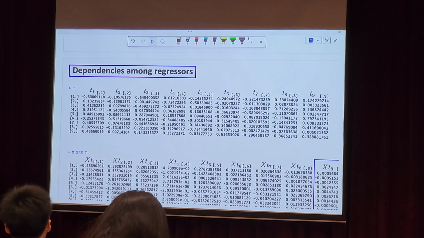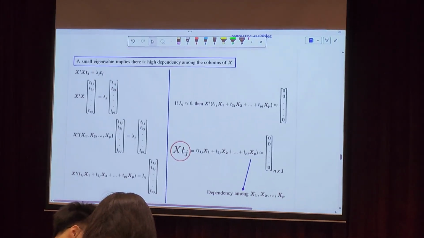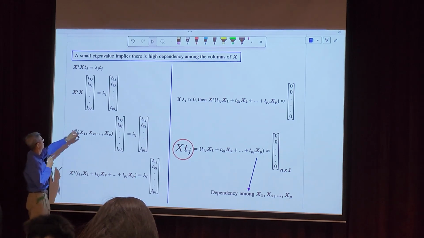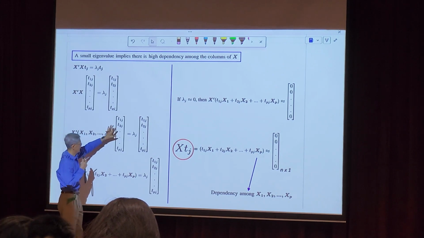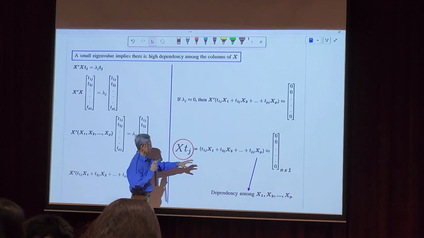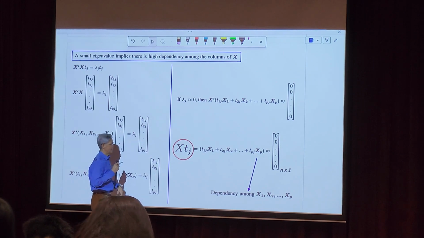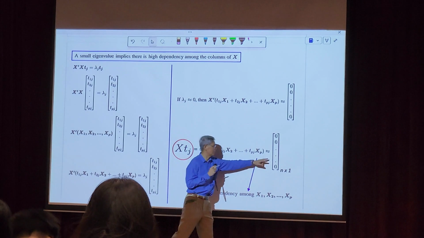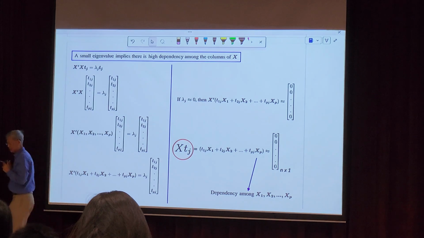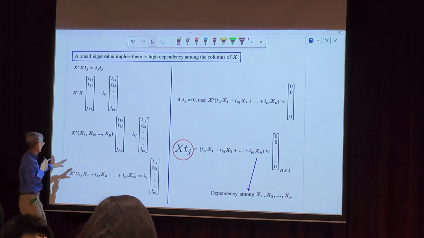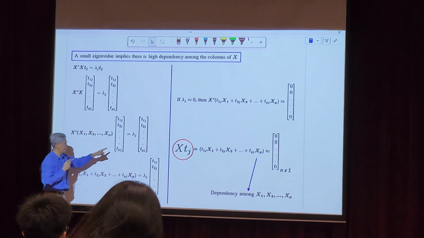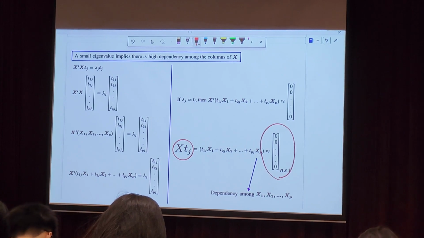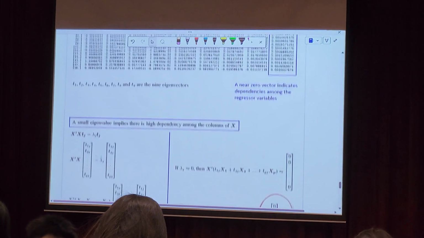What am I looking for? Well, according to this analysis, x times the eigenvector is this one, and I want to see whether it is close to 0. So I'm looking for a vector of 0. If I look at the product of these two, and I see any columns that are very small, then there is evidence of dependency.